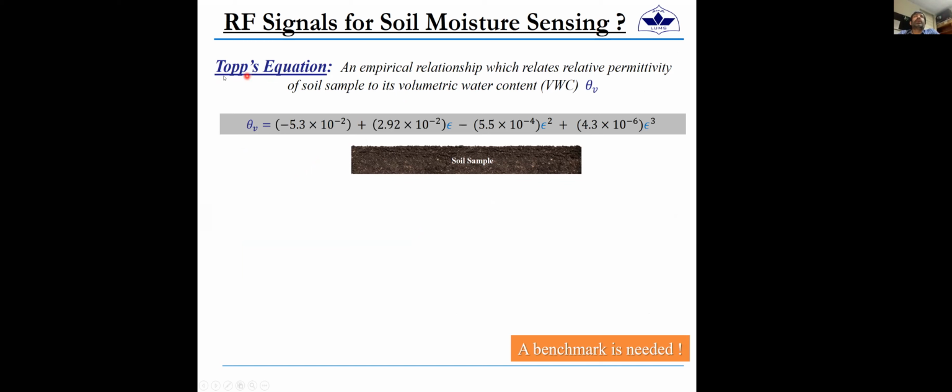So Top is the name of the scientist who actually discovered this equation. So this equation, he developed it using empirical observations. So empirical means there is no theoretical foundation to it. Rather, you do measurements, a lot of measurements, thousands of measurements, and then you try to fit those measurements using some relationship. For example, this relationship here in our case. So since it is a benchmark used in soil chemistry, so we use this equation to relate the epsilon to theta v. Now our job is very simple.